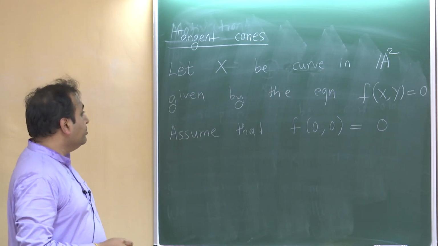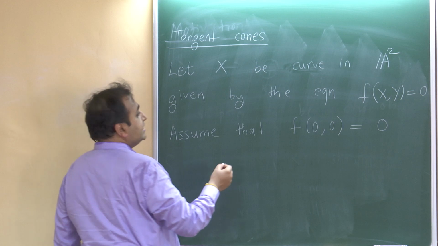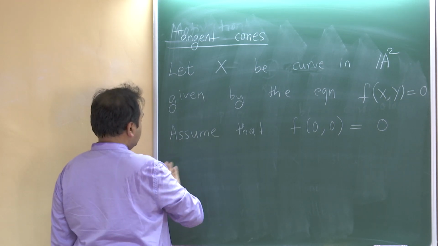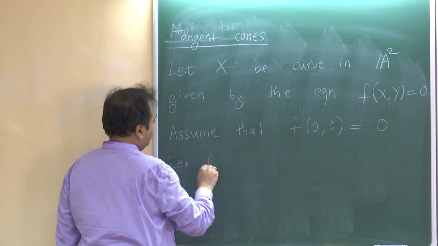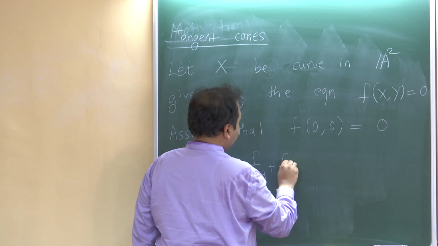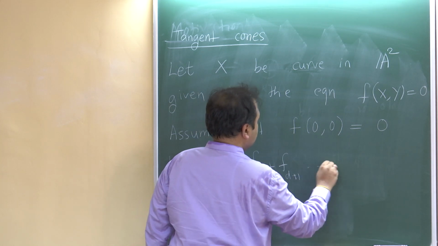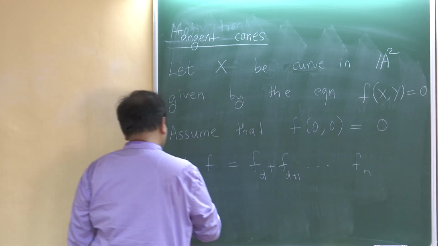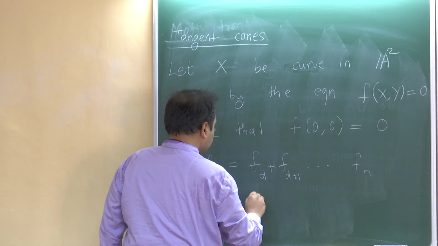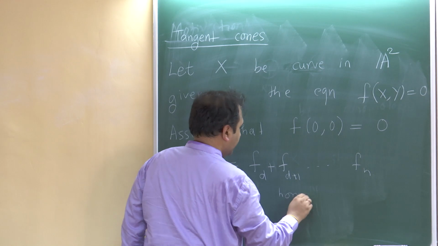So what do I mean by the tangent cone to X? Suppose we write f equal to f_d plus f_{d+1} and so on up to f_n, where f_i is homogeneous of degree i.